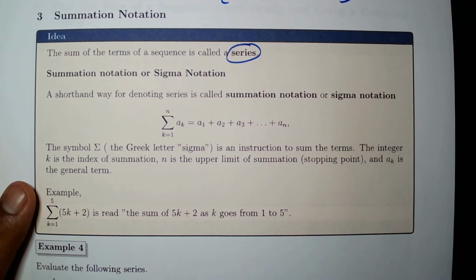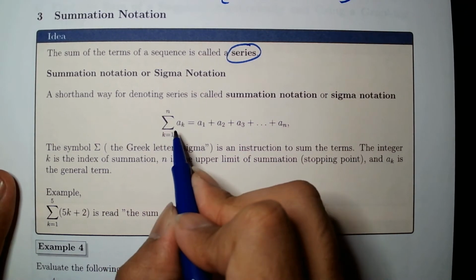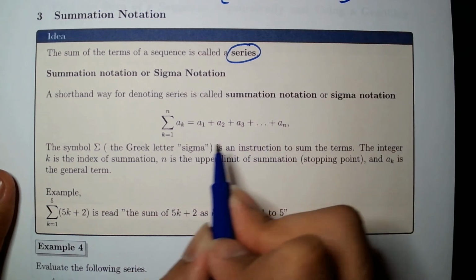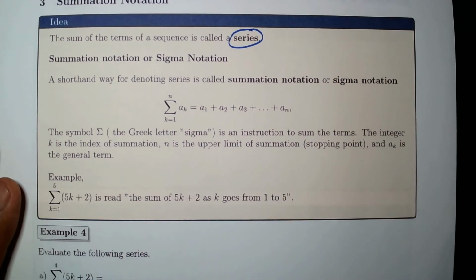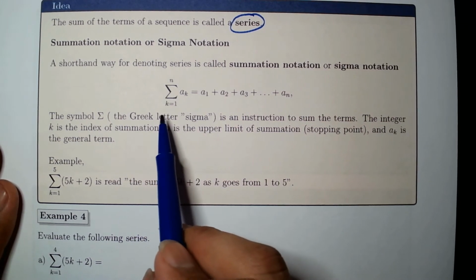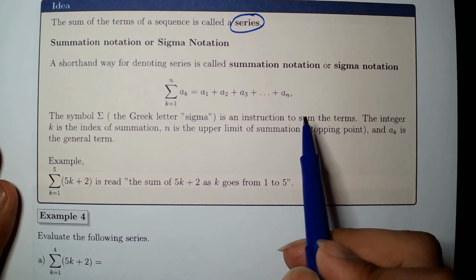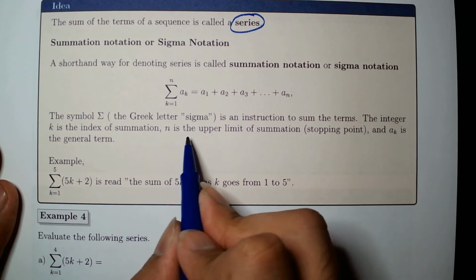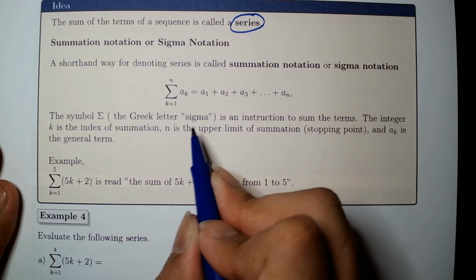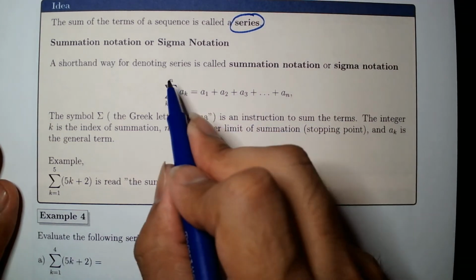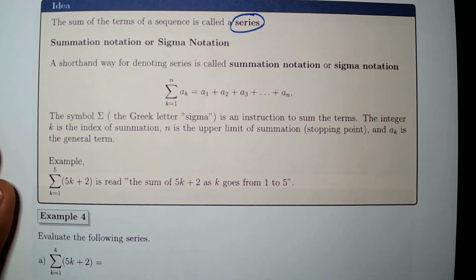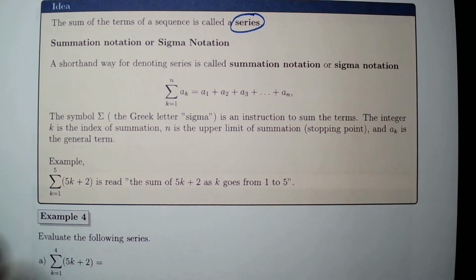Summation notation or sigma notation, we use the uppercase sigma symbol from the Greek alphabet to denote that we are adding. So the way we read this, this Greek letter is instructing us to sum the terms, and the integer k is the index of the summation where the sum starts, and n is the upper limit of the summation, which is the stopping point. And a sub k will be some algebraic expression in which we will plug in numbers.